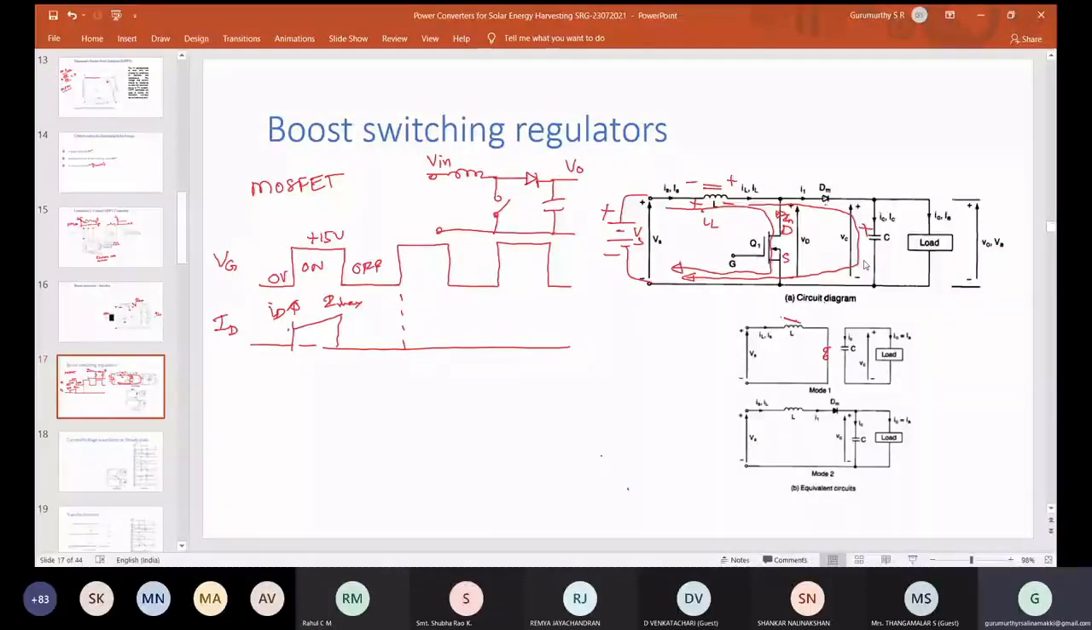Once the capacitor charge is increasing, the current in the inductor will start decreasing. So now if you see the current in the inductor, this is IL. I just call this IL. So what will happen here?